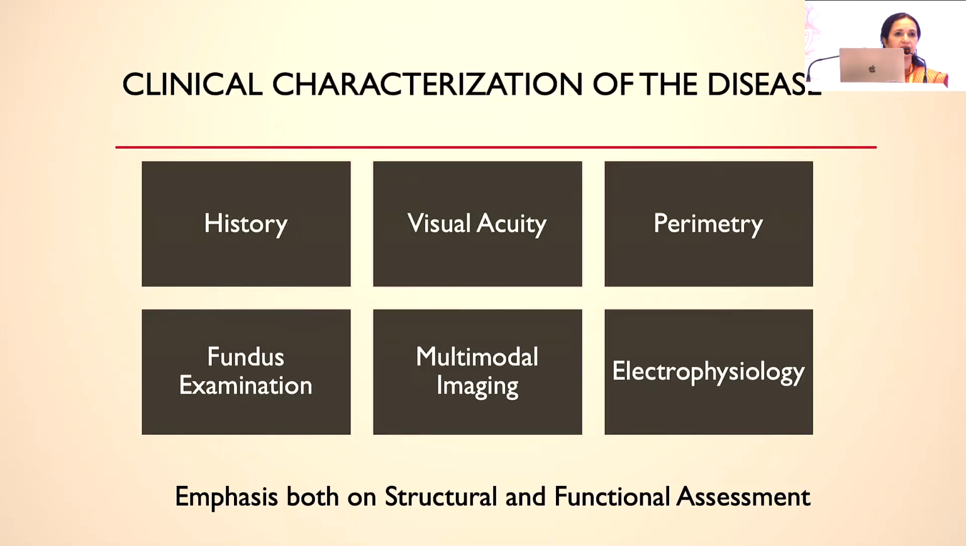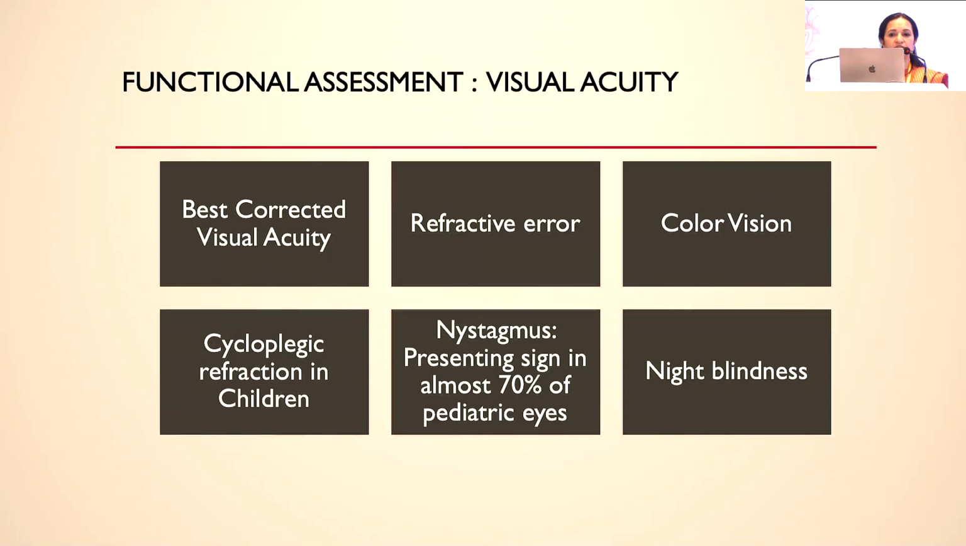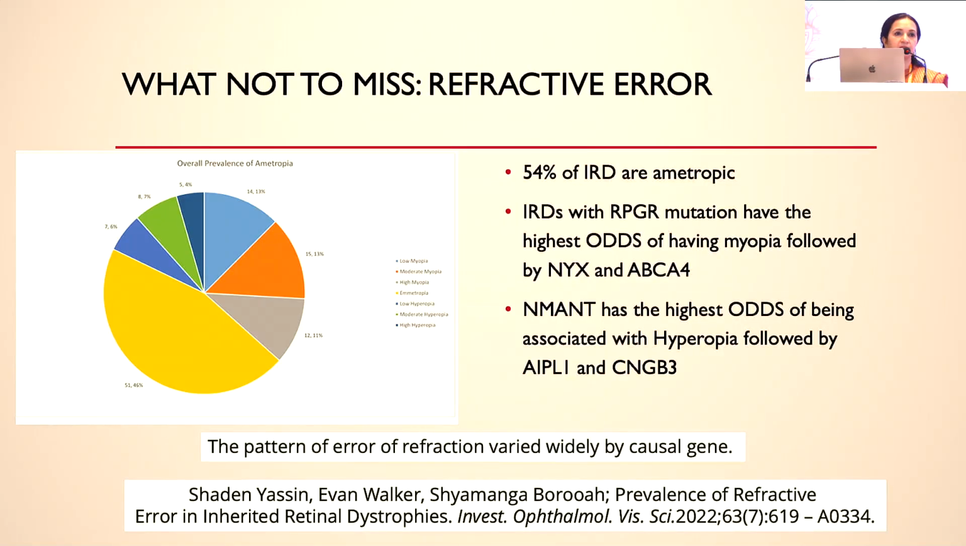The early characterization includes both structural as well as functional assessment, and the functional assessment could be for visual acuity, color vision, history of night blindness, nystagmus. But I think one of the most important things which you should not miss is refractive error. Almost 54% of inherited retinal degenerations are associated with refractive error, and myopia is the most common. Patients with ABCA4 gene defect and patients with congenital stationary night blindness are associated with high myopia.